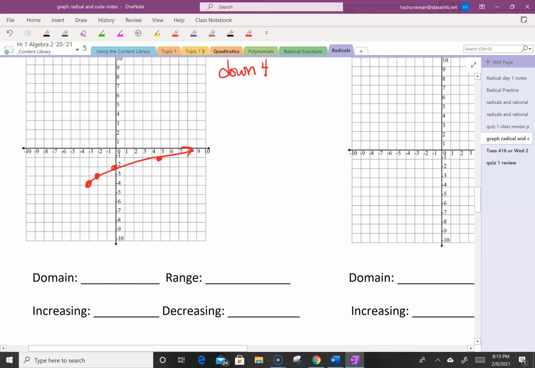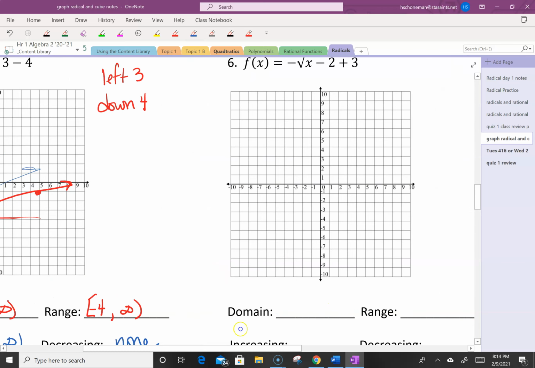The domain is my x values. So it starts at negative 3 because I read it from left to right, and it keeps on going to the right, so it goes to infinity. The range I read on the y-axis, so it starts at negative 4 and keeps going up to positive infinity. If I'm looking at this graph, it is always going up, so my decreasing is none. The increasing, when I read the increasing, I read it off the x-axis. So it starts going up here at negative 3 to infinity. And remember, increasing and decreasing is always in parentheses because at negative 3, it's neither up nor down.